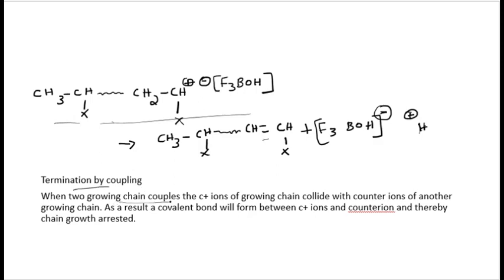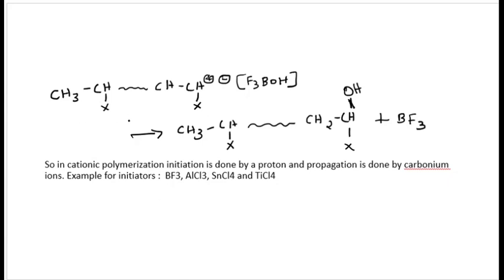When two growing chains couple, the C plus ions of the growing chain collide with counter ions of another growing chain. As a result, a covalent bond will form between the C plus ion and the counter ion, and thereby chain growth is arrested. Let's see how it happens. So next is termination by coupling. This is a growing chain with a carbonium ion and a counter ion. When this carbonium ion and counter ion couple with each other, a covalent bond forms between the counter ion and the carbonium ion. Thereby the chain growth will stop.